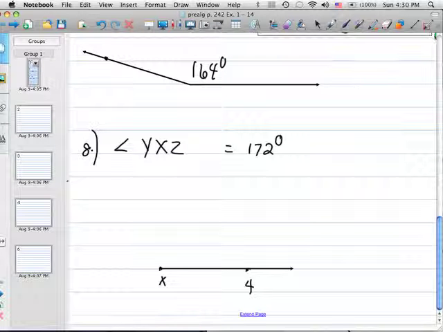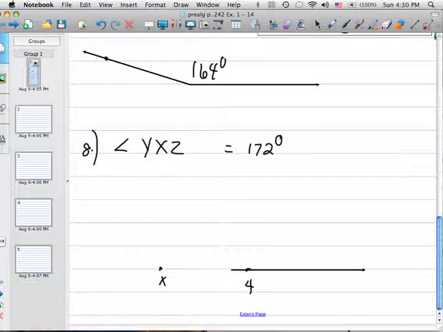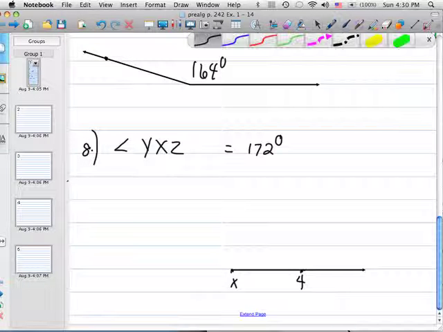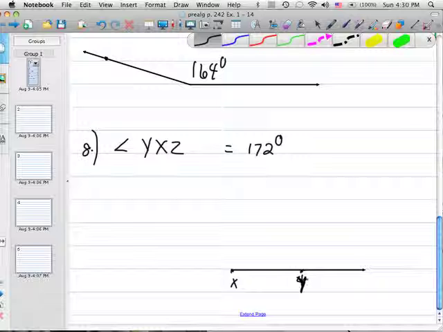So we're probably going to have to move this over just a hair to get this in here. So this is ray XY. It doesn't look like a Y.